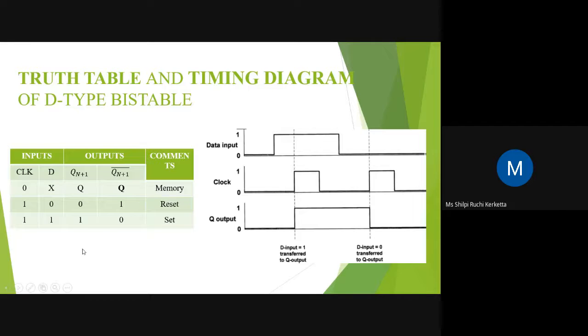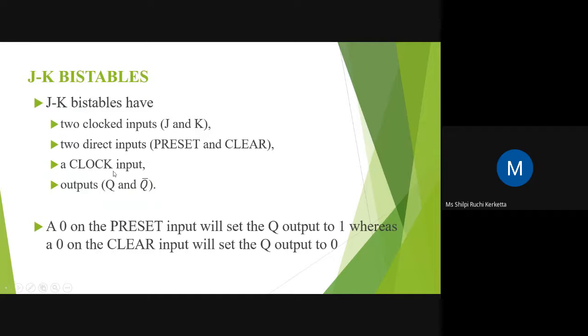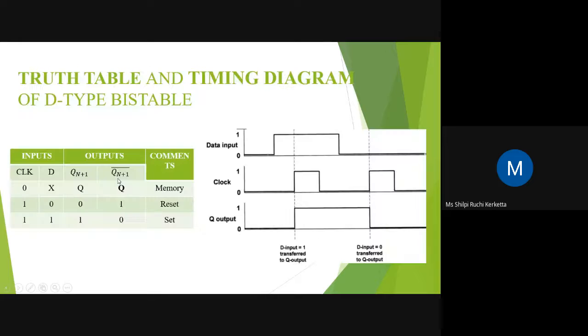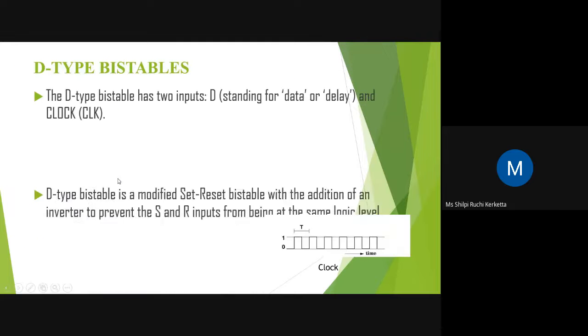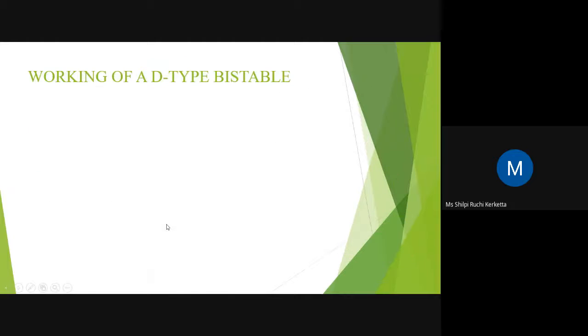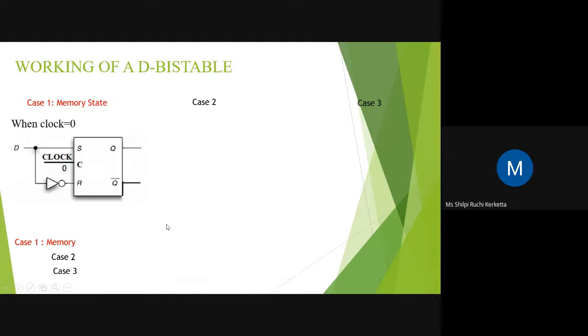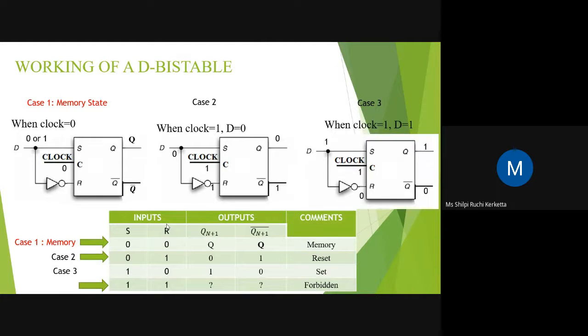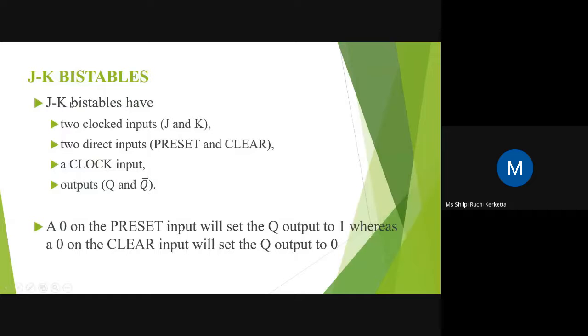So this is our D bistable. Then I told you the shortcoming of this D bistable, that we can't do 1 1. This condition, S and R, we can't put as 1 1. So because of this drawback, we are introducing the JK flip flop or JK bistable.